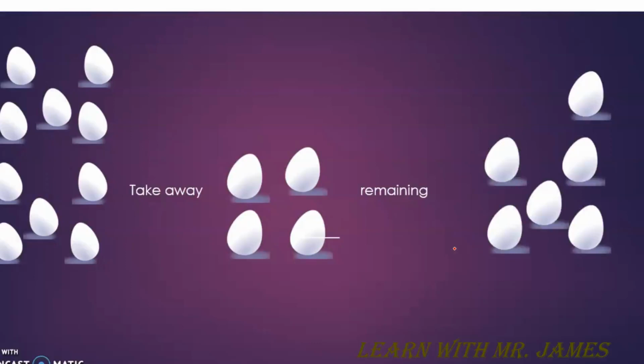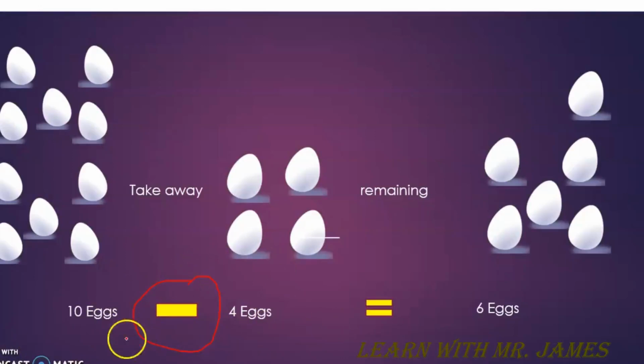So let us write this with numbers. 10 eggs, mother took away 4 eggs, the remaining is 6 eggs. Children, do you remember the symbol of subtraction? Yes, this is the symbol of subtraction and it is called minus. 10x minus 4x gives 6x. So 10x minus 4x is equal to 6x. Hope you understand the concept of subtraction. Let's move to the next slide.